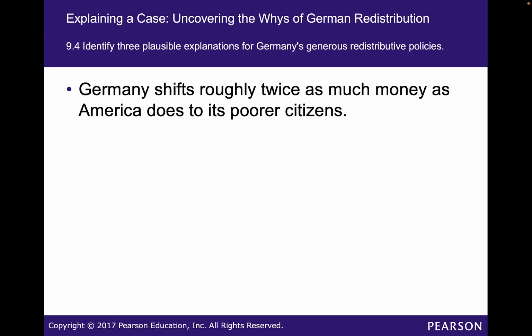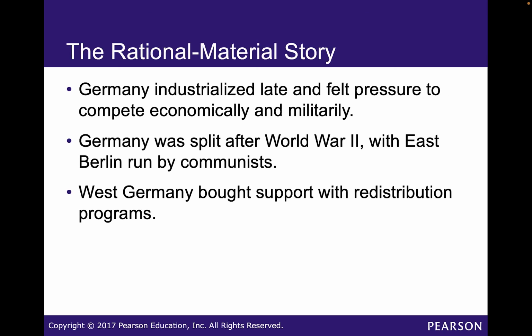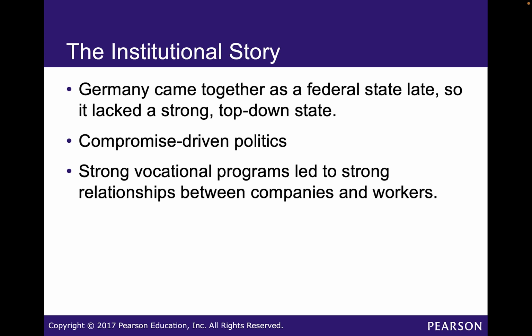Now, let's cover the whys of German redistribution, that redistribution of the wealth, and talk about three plausible explanations for that. Germany shifts roughly twice as much money as America does to its poor citizens. There was a late industrialization in Germany, and it felt the pressure to compete economically and militarily. Germany was split into East Germany and West Germany. West Germany actually had the more redistribution programs. East Germany was run by communists.